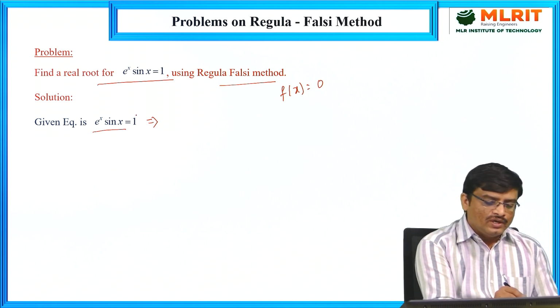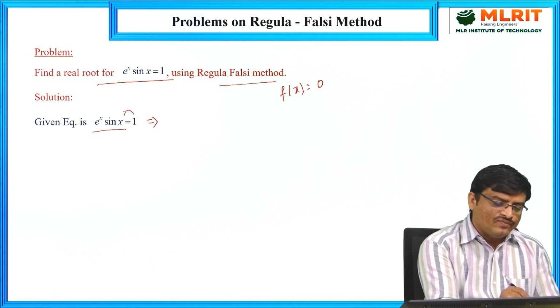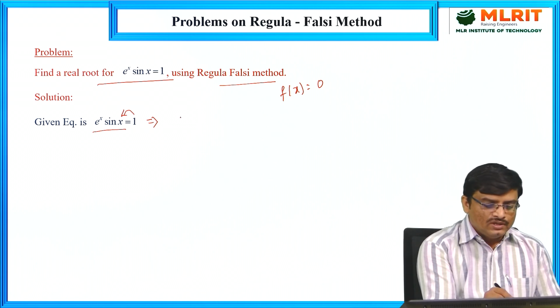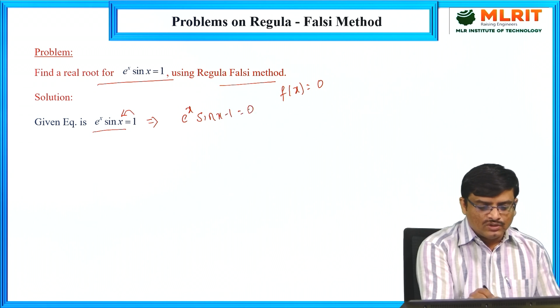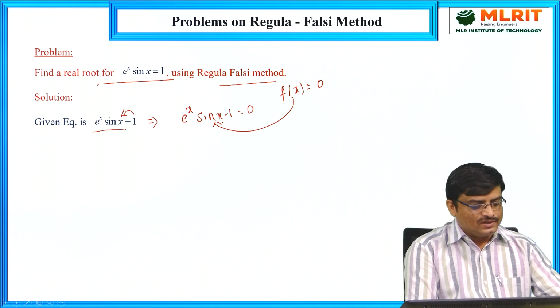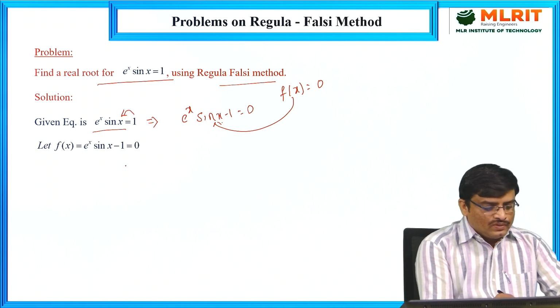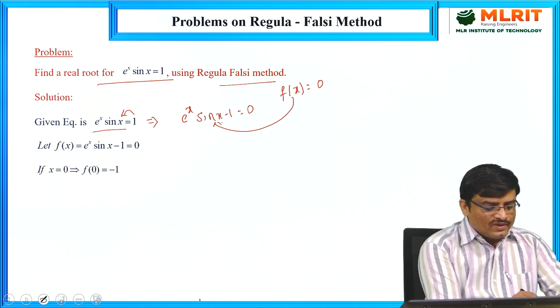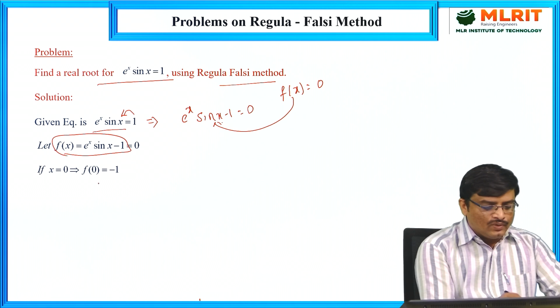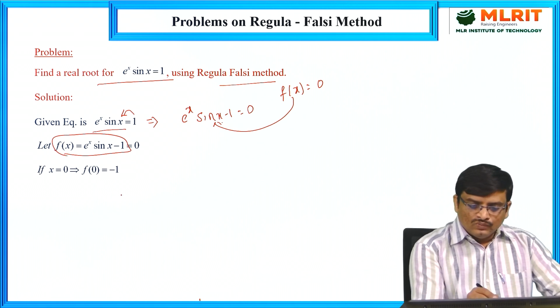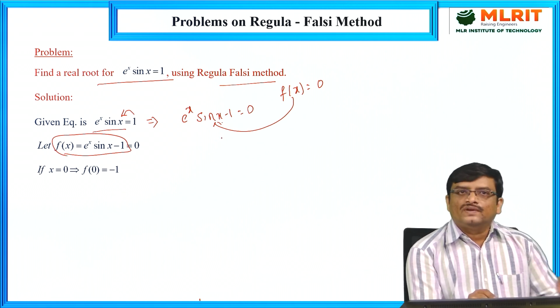So in order to reduce this into standard form, you bring this 1 to this side, and you will get e^x sin x minus 1 is equal to 0. Now compare this and get the value of f(x). So this is our f(x) value, e^x sin x minus 1. Now we got the function, that is the first step here.